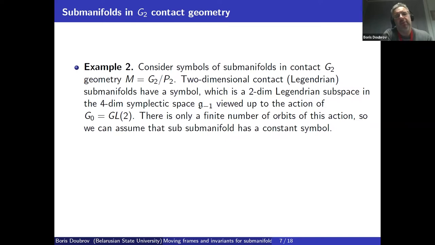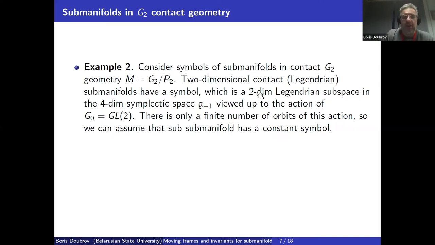And again, this is a simple exercise. If you've never done this before, I do recommend doing this. Just try to classify all Lagrangian subspaces in R4 up to the irreducible action of GL2. That's a nice exercise to prove that there's only a finite number of orbits. So here we can always assume that such submanifolds will have constant symbol.